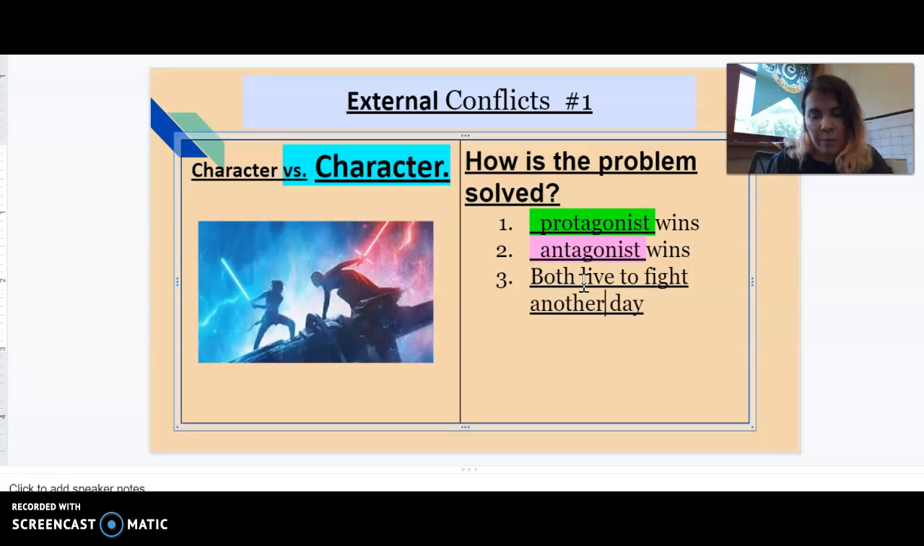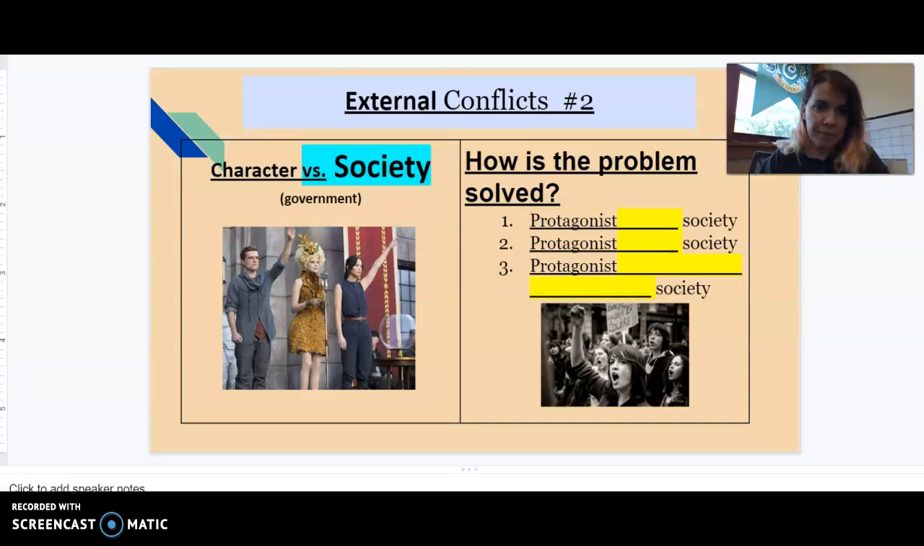And this usually happens if the author or screenwriter wants to give you sequels. So you want both characters to be able to come back. So maybe one just wasn't stronger than the other. Maybe it was a temporary fix, like, oh, they're temporarily now encased in this jail or in this magical spell, but one day they're going to be able to get out. Protagonist wins, antagonist wins, or both main characters, protagonist and antagonist, live to fight another day.